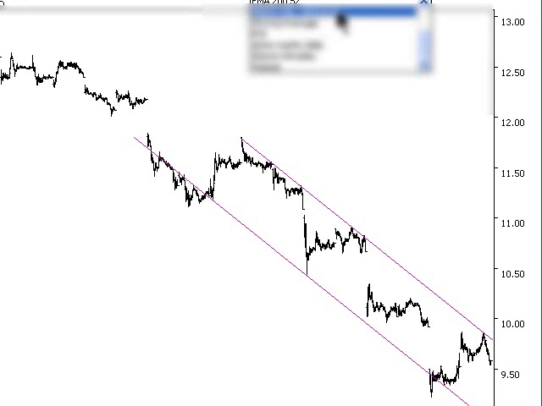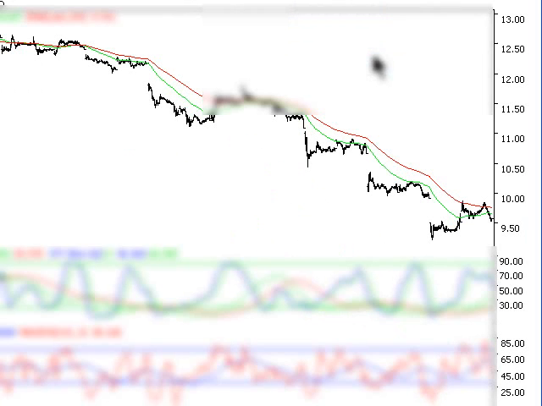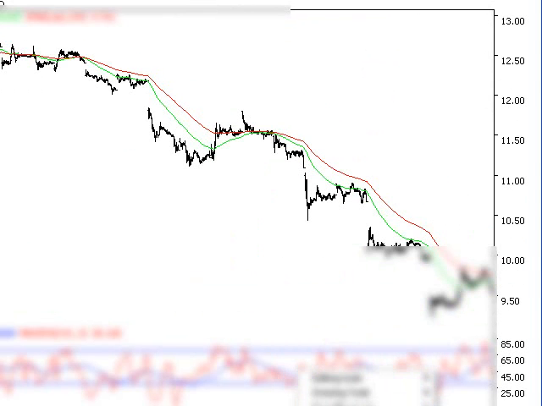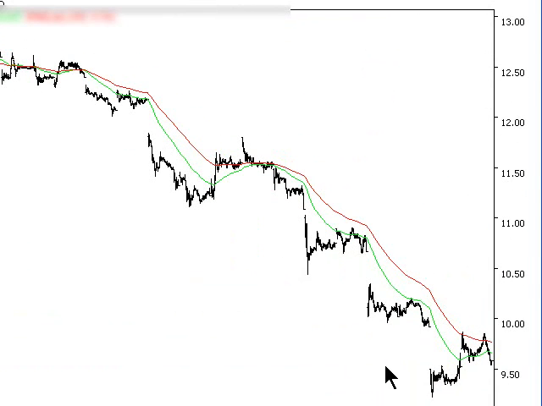But let me do something first. Let me bring on some indicators. Let me move these indicators so I don't confuse you too much. But we can see one thing, and generally, what is it?